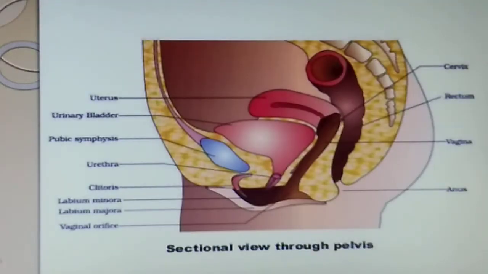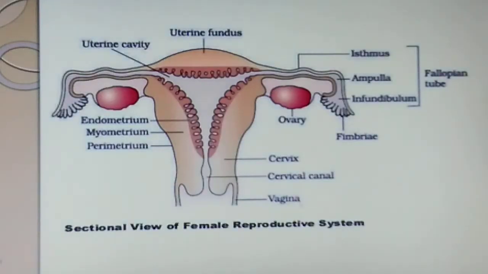Now look at this sectional view through the pelvis, students. You can see here this is the uterus, the urinary bladder. This will be more clear to you. This is a sectional view of the female reproductive system. So you can see here, students, this is the ovary, two ovaries. Then this is the fallopian tube. Then this one is the uterus, which is also known as the womb. This is the cervix, then the vagina. So all these things we'll be studying now.